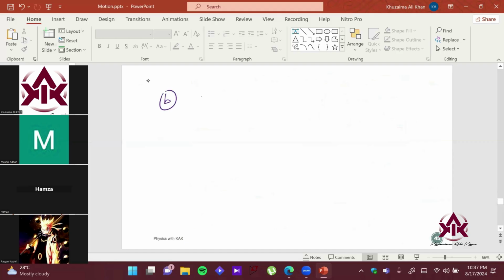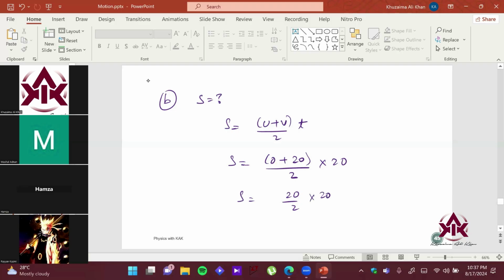Let's solve for part B. We want to find how much distance is traveled. So your distance formula is (u plus v) divided by 2, times t, right? And you know the initial speed is 0, final speed you have already found, that is 20 meters per second, divided by 2, and time taken is 20. So it's coming out to be 20 upon 2 times 20. So 2 ones are 2, 2 tens are 20, so your distance traveled by the cyclist is 200 meters, right? And that is your answer. That's how you should do your working, so that every step is crystal clear to the examiner and it gives you full marks.